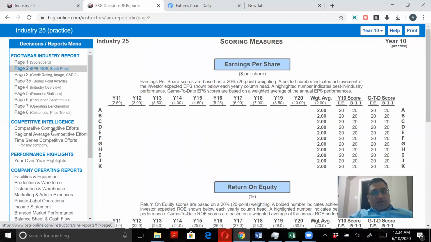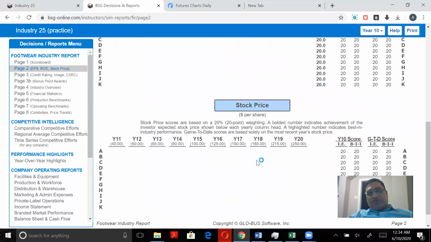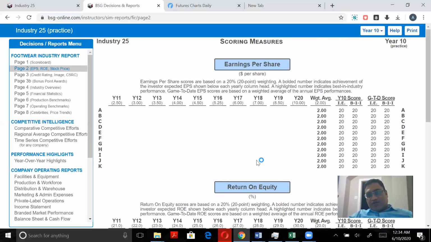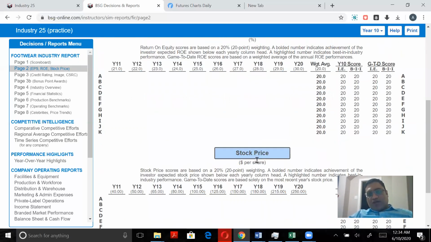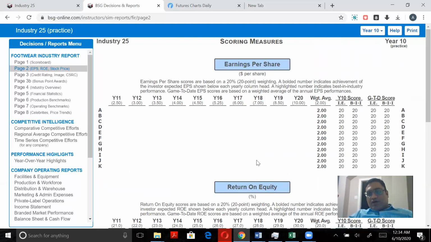So let me pick a report which has a lot more stuff in it. By the way, you'll talk about earnings per share, return on equity, stock price. So you'll say that this report tells you these 3 things: earnings per share, return on equity, and stock price. And you could use this information to look at the performance of various companies and how you could use that information to improve your competitive position.